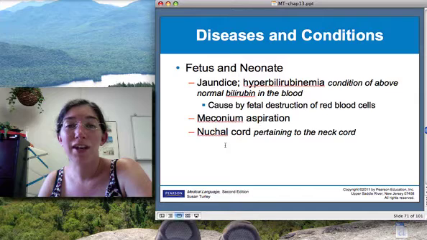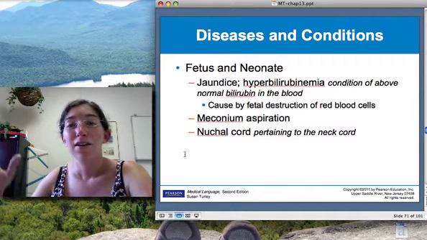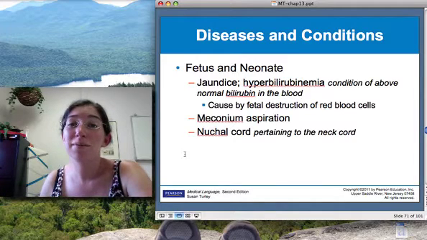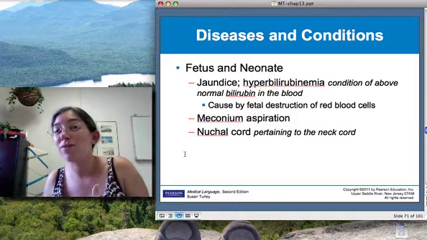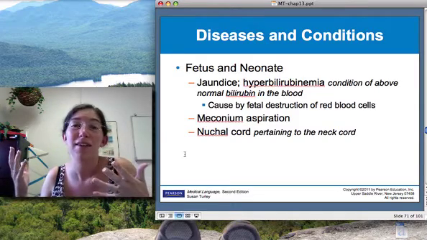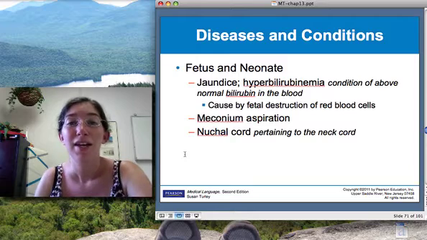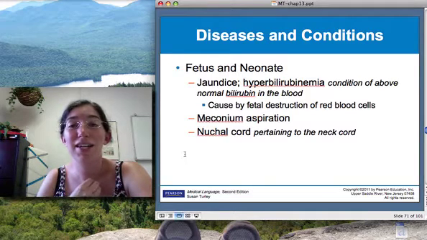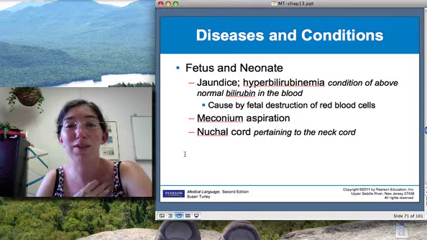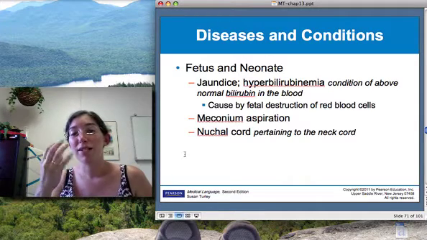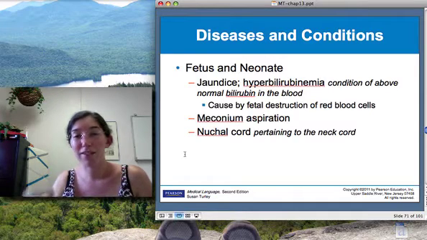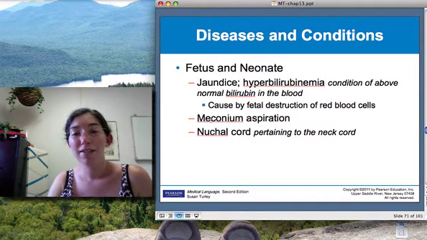Meconium aspiration can be a labor complication where, if the fetus is stressed, they sometimes release meconium during labor. Then when they come out the birth canal, they actually aspirate that meconium, that stool, and it gets into the lungs. It's really sticky, and it can be dangerous and cause respiratory infection and breathing problems. So it needs to be sucked out.